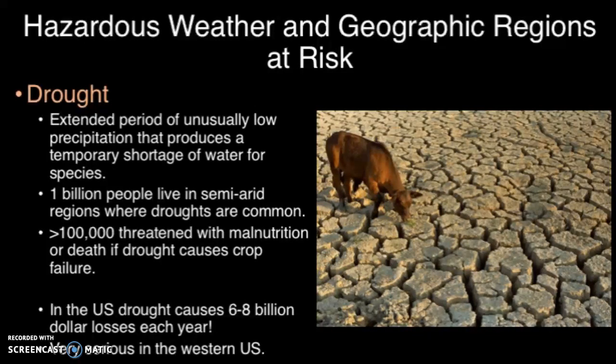In the U.S., however, droughts cause $6 to $8 billion in losses every year, which is major, and as you might know, they also tend to be more damaging in the western U.S. So we are actually pretty affected by droughts here as well, and they're very common, like in Arizona and California, for example. Also in Oregon, like Eastern Oregon.